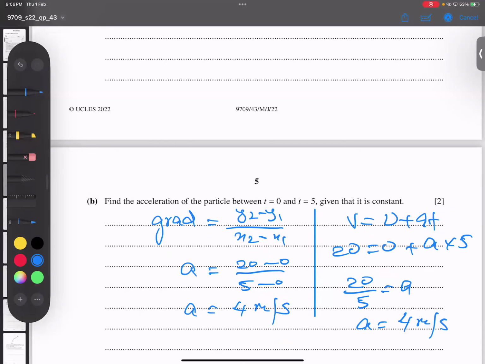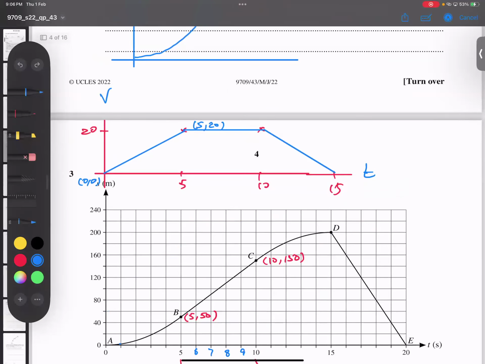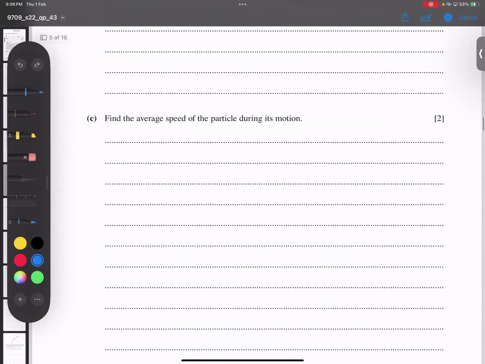Actually, my plan was to teach you how the speed time graph and distance time graph are connected with each other, and you saw it. Last part, average speed. Sir, could you re-explain the second part again, please? Wait, I'll explain again.